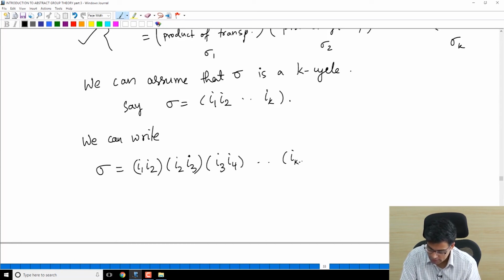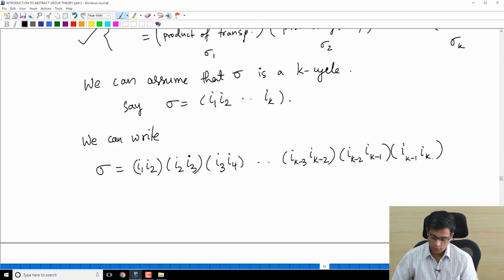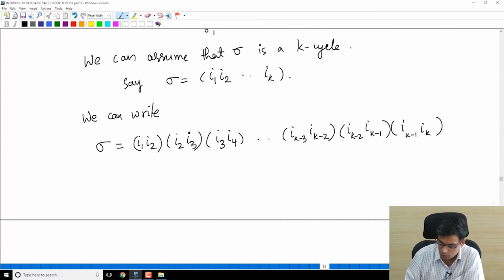And I'll keep doing this. I'll do i_k-3 i_k-2, i_k-2 i_k-1, i_k-1 i_k. Okay, so I claim we can write it like this. In fact, we claim that this is an equality. So let's check this. As I said, it's very easy to see, but let's check one by one.